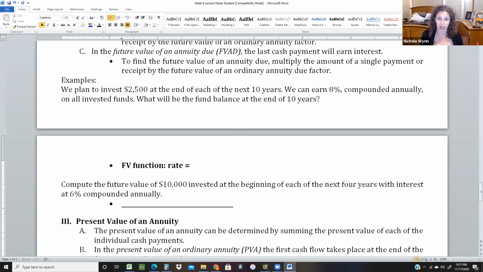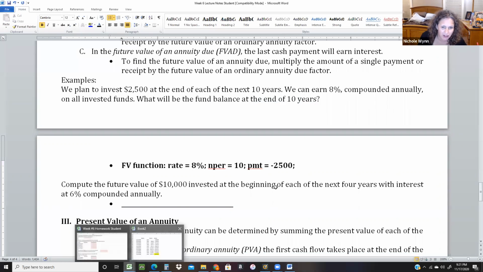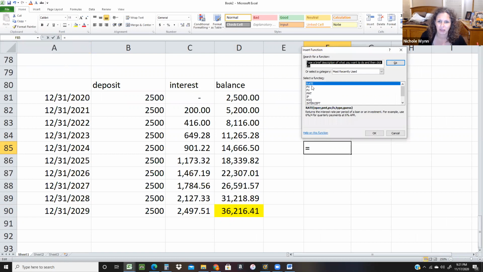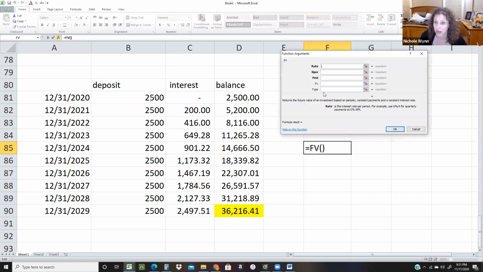I'm going to use a rate of 8%, an NPER of 10, and a payment of negative 2,500. Again, I only do that so that the number shows up positive. So let's go out in Excel and do it with the function. So f of x, and we are going to find the future value. That's the number I'm looking for. My rate is 8%, my NPER is 10, and I'm going to make a payment.